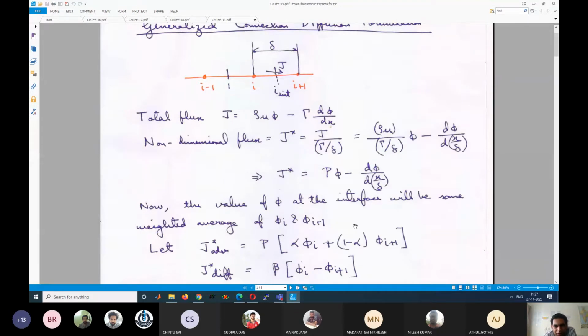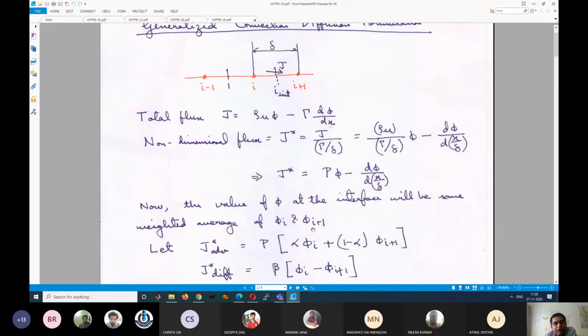Okay. So what we are going to do is write this advective term as P into phi, where we write phi as a weighted average of phi I and phi I plus 1, where the weight is alpha. Alpha is between 0 and 1. So if alpha is 1, it means that the interface value is driven entirely by the phi I value, and if alpha is 0, it is driven by the phi I plus 1 value. So alpha phi I plus 1 minus alpha phi I plus 1 is the weighted average of the phi value at the interface for the advective term.